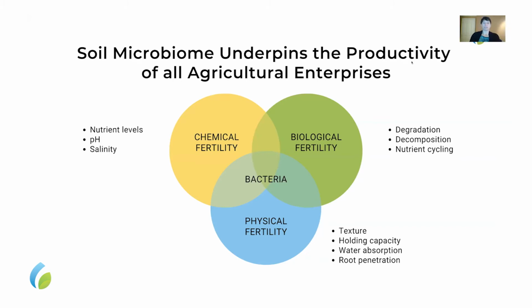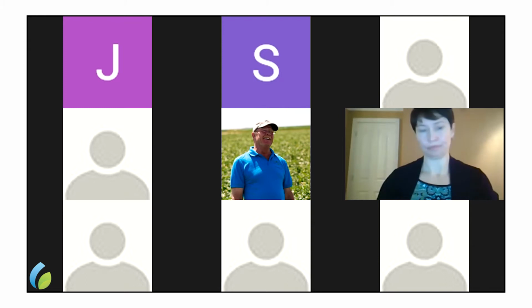So the soil microbiome underpins the productivity of all agricultural enterprises. And at the intersection of the three ways that we would speak about soil or soil fertility is bacteria.